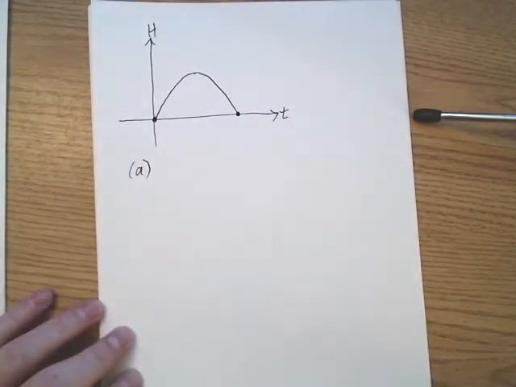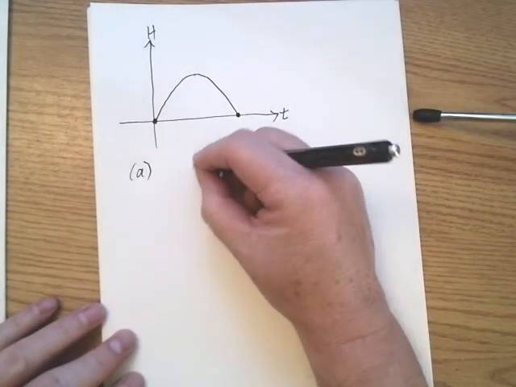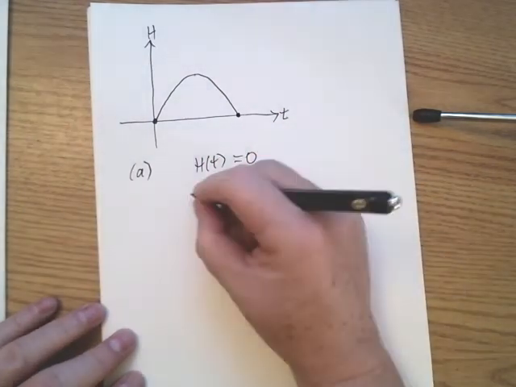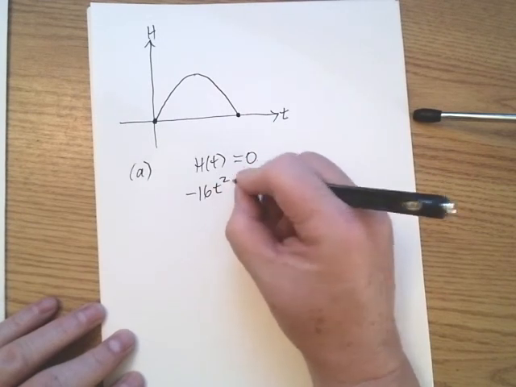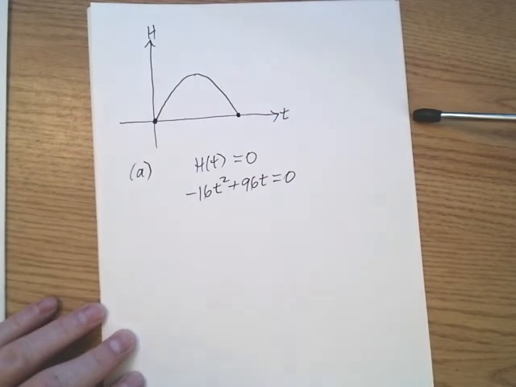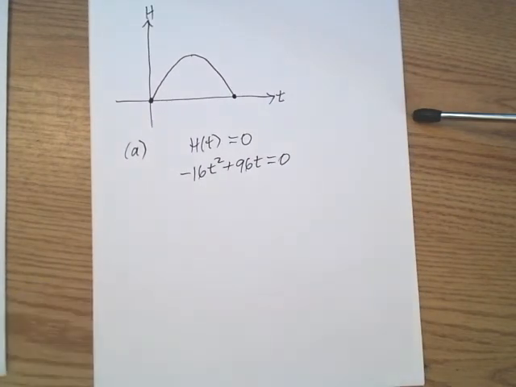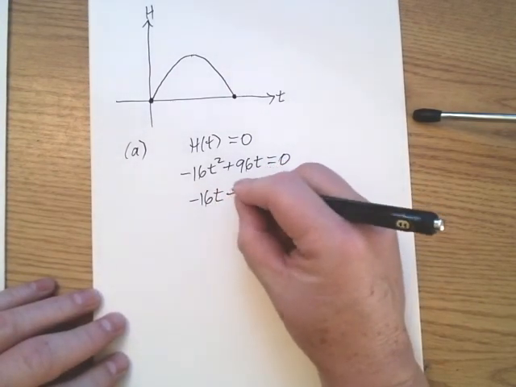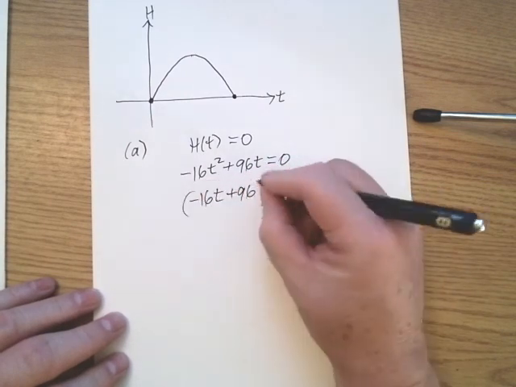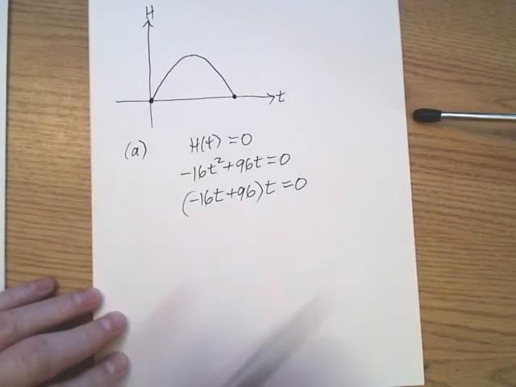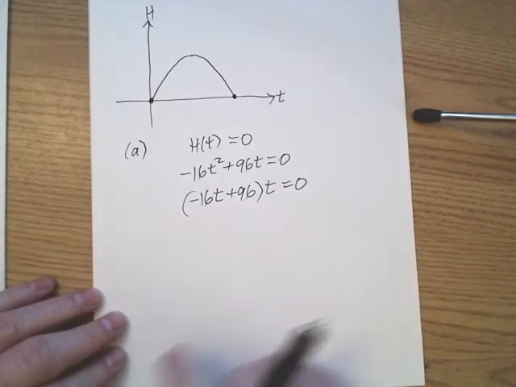Now, let's answer the first question first. It says, A, when is H equal to 0? Well, this is negative 16t squared plus 96t equal to 0, and you want to solve that. I would not resort to using the quadratic formula. It's too much work. This is much easier. You should notice that you can actually factor out a t from this, and then we use the zero product principle. The only way a product can be 0 is if at least one of the factors is 0.